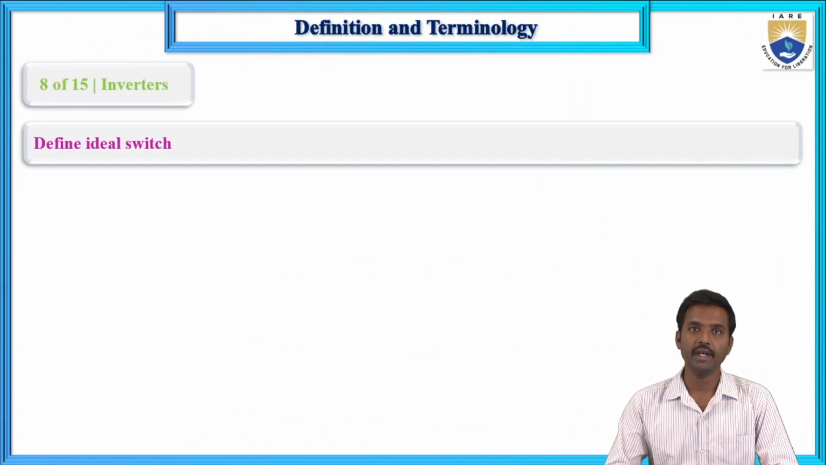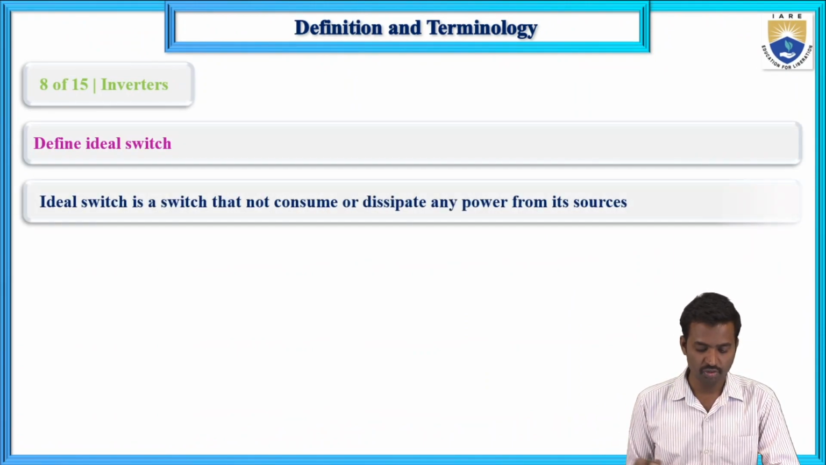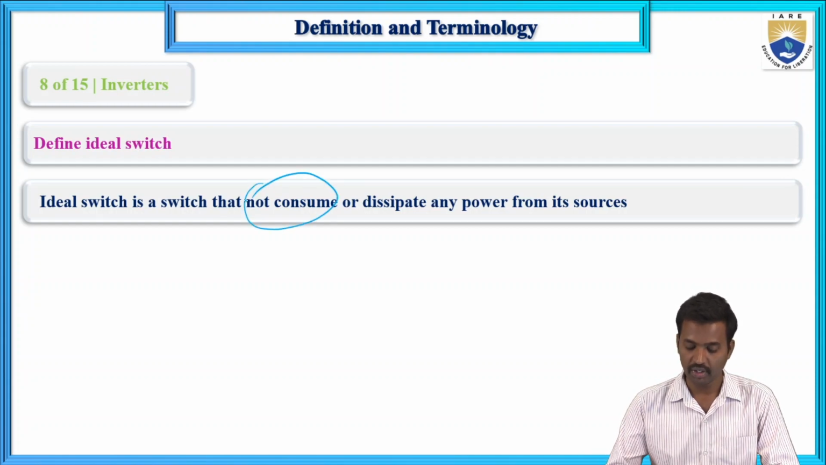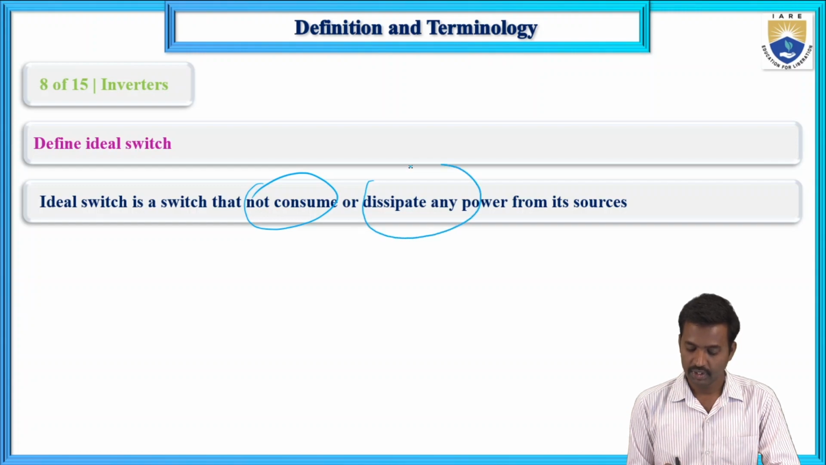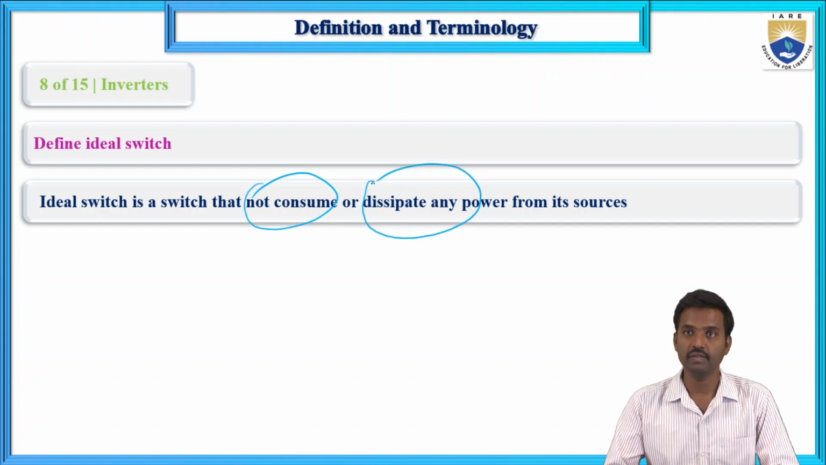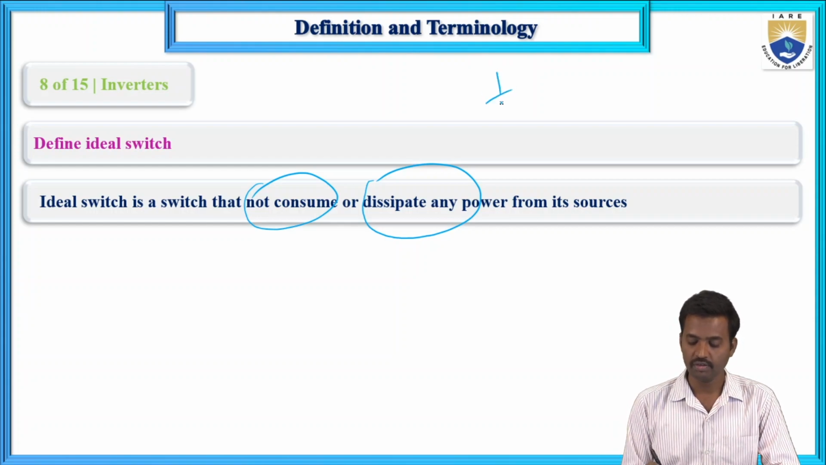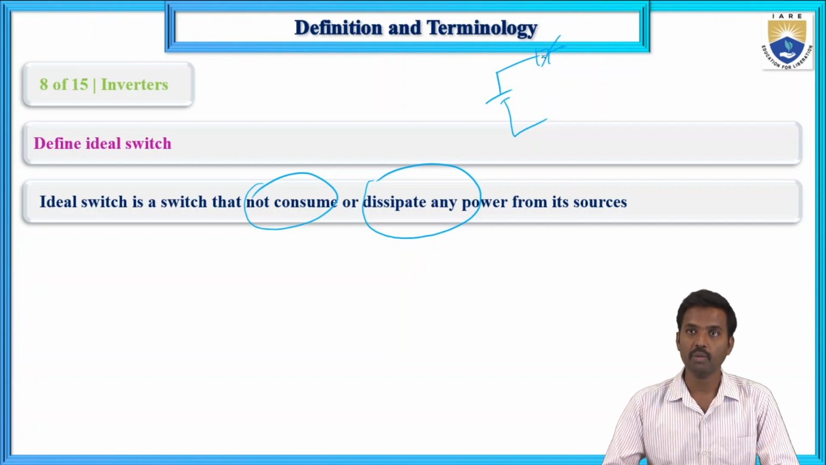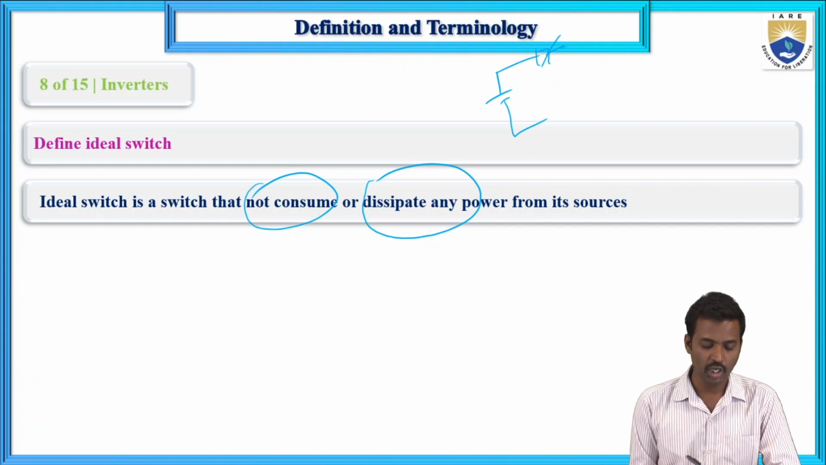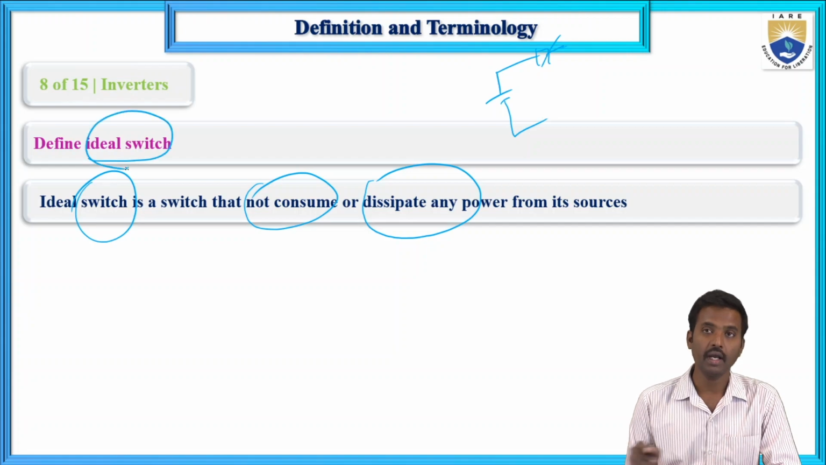Next, what do you mean by ideal switch? An ideal switch is a switch which does not consume or dissipate any energy or power from the source. If a thyristor is a switch, it should not consume or dissipate any type of energy. Such switches are known as ideal switches.